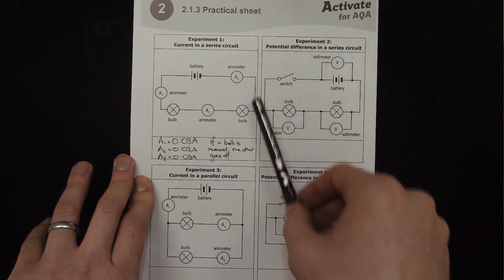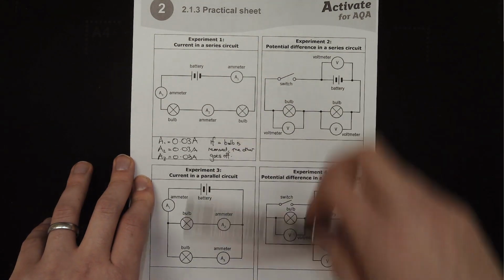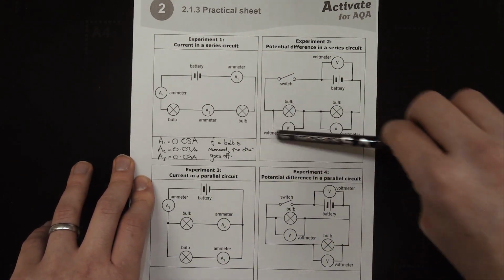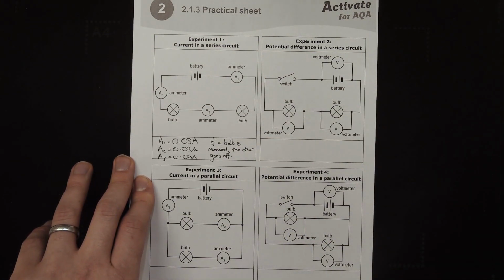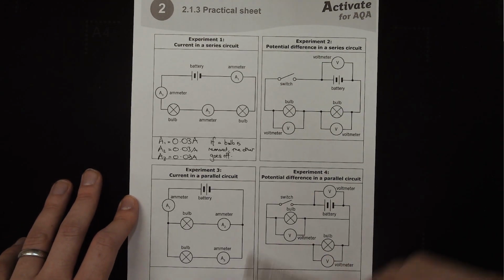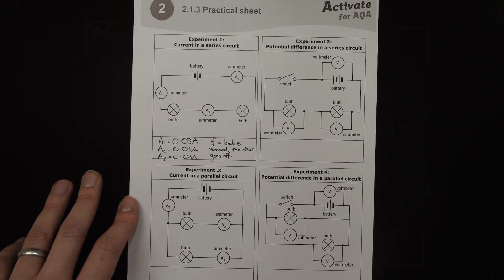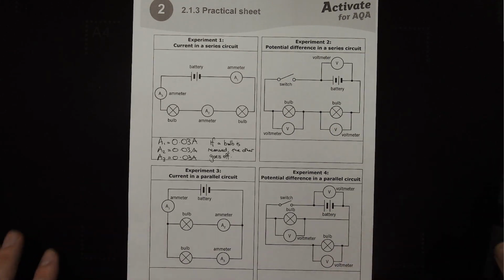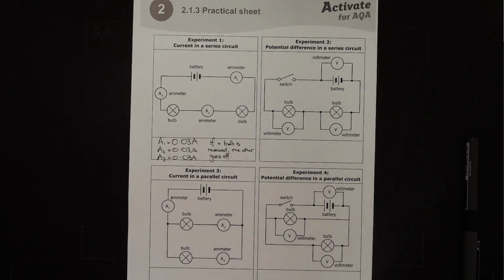We still call it a series circuit because we don't count the voltmeters, remember, but each voltmeter is in parallel to the component it is measuring the potential difference across. We've also got to include a switch in this circuit because that's what it has on the diagram. So let's get started.